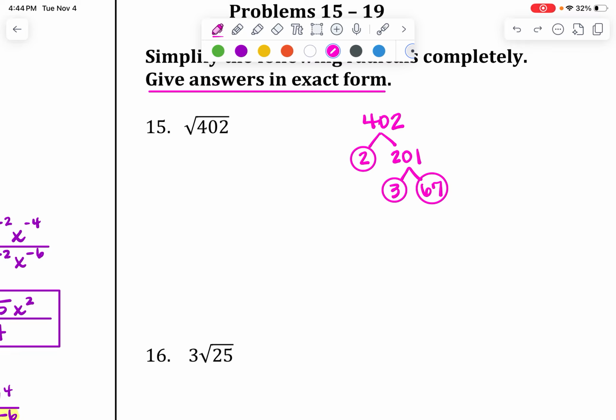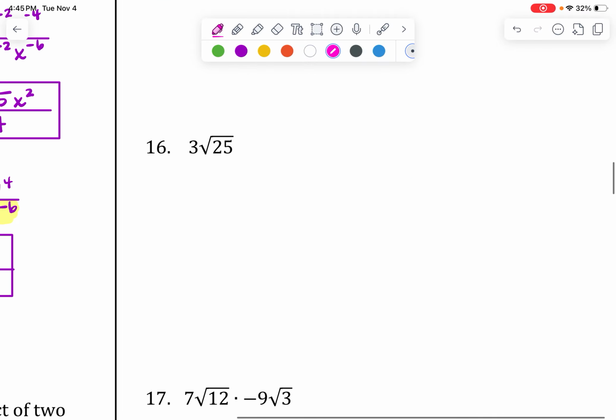So that means my question is not simplifiable, which means my final answer is just the problem that I began with. It's just the square root of 402, because there are no pairs that I can use to simplify that square root. Okay, so you just leave your answer as the square root of 402. All right, let's go move on.